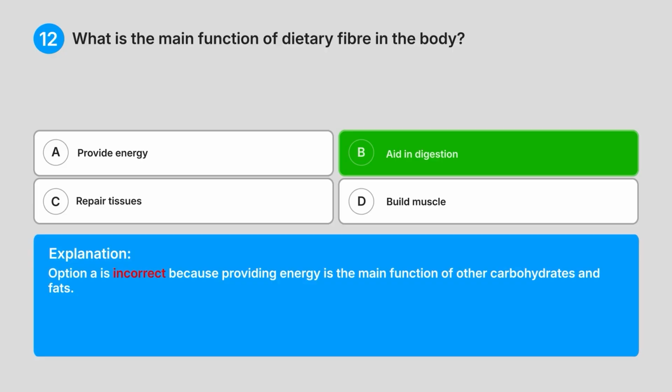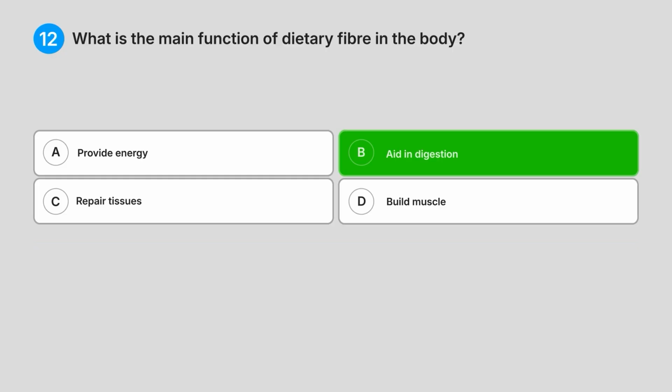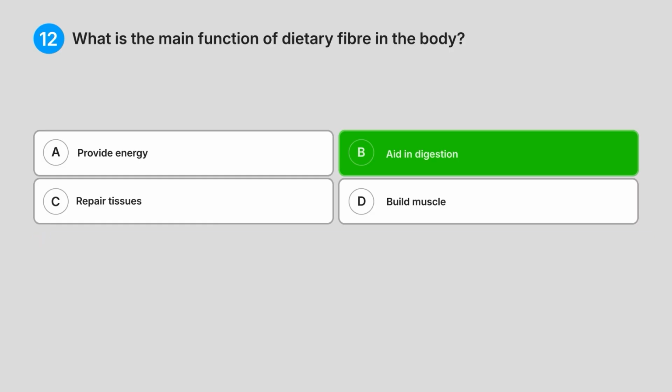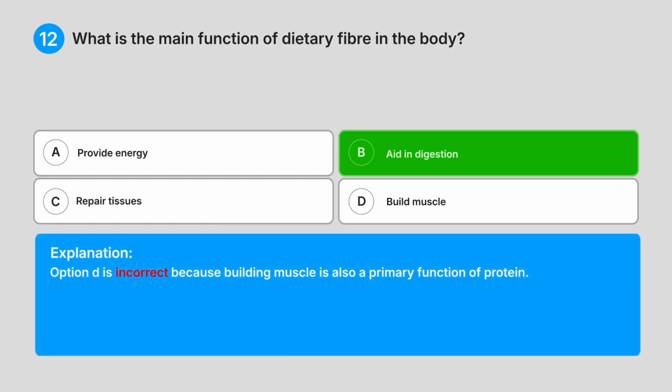Option A is incorrect because providing energy is the main function of other carbohydrates and fats. Option C is incorrect because repairing tissues is a primary function of protein. Option D is incorrect because building muscle is also a primary function of protein.